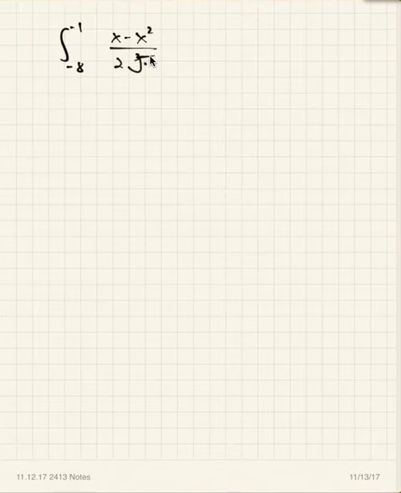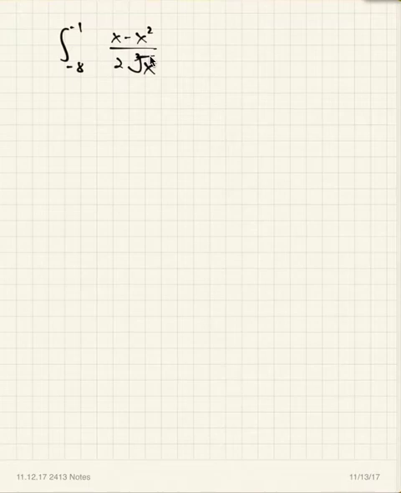All right, our next problem. Let's look at one more definite integral before we finish with a few applications. So the integral in this case is the integral from -8 to -1 of x minus x squared over 2 times the cube root of x.